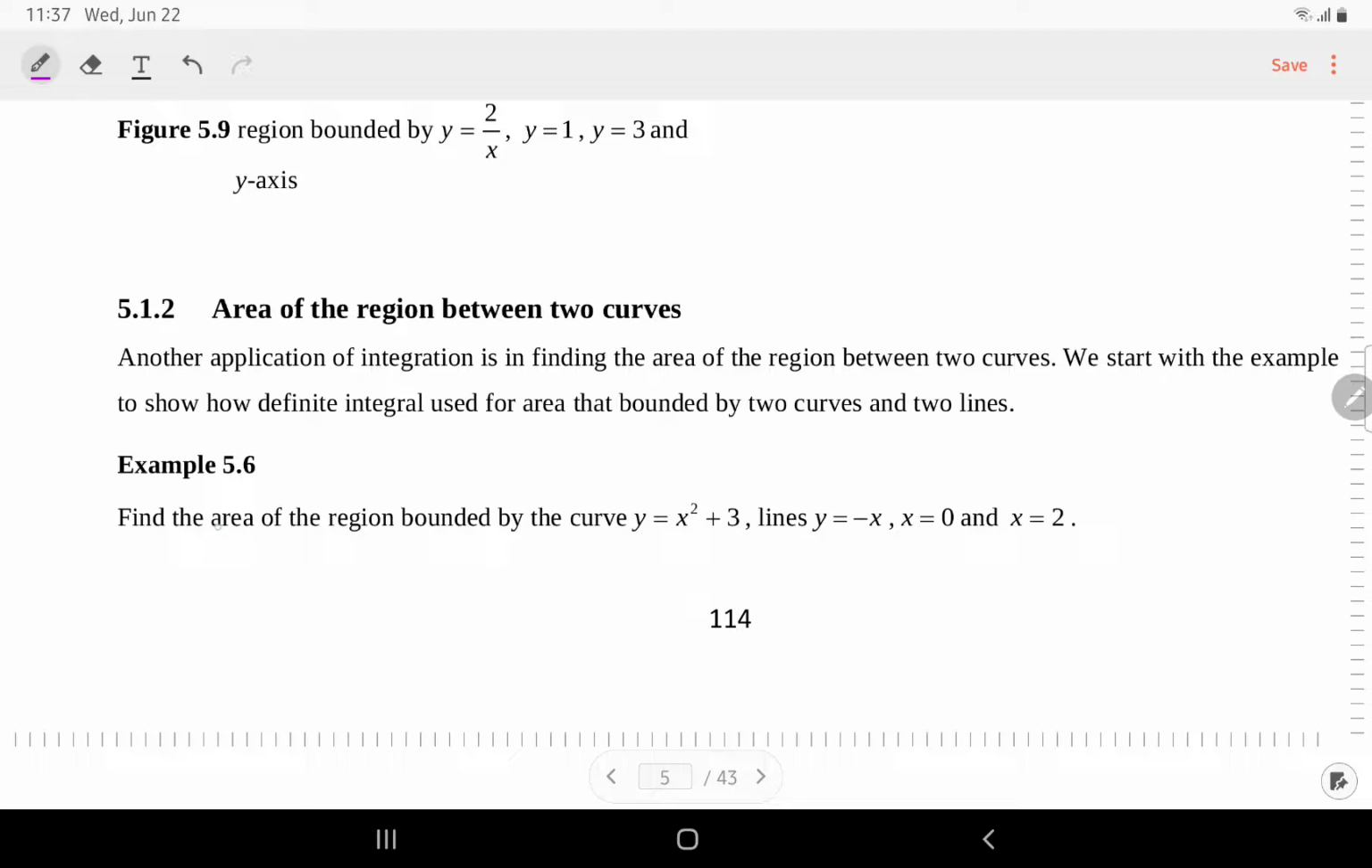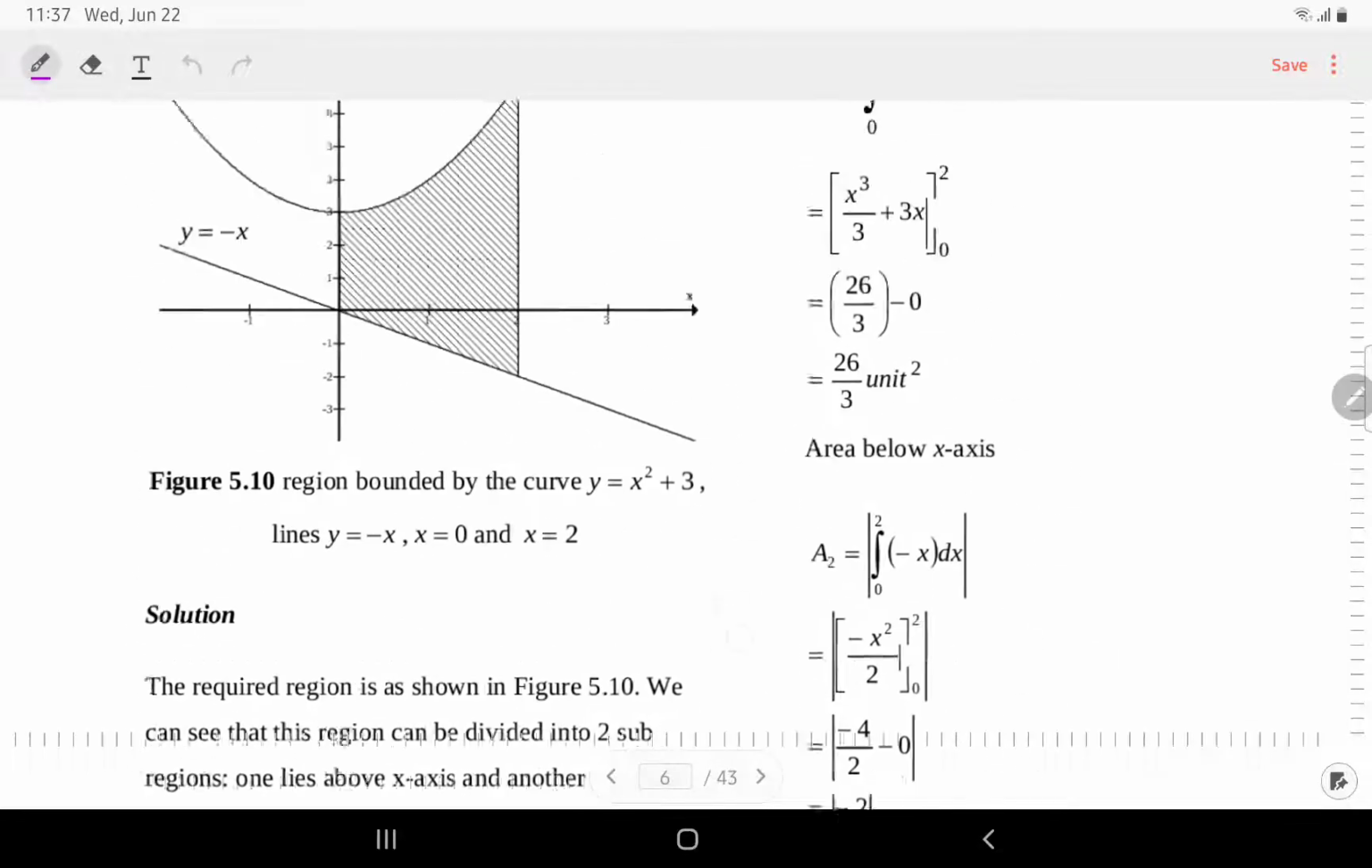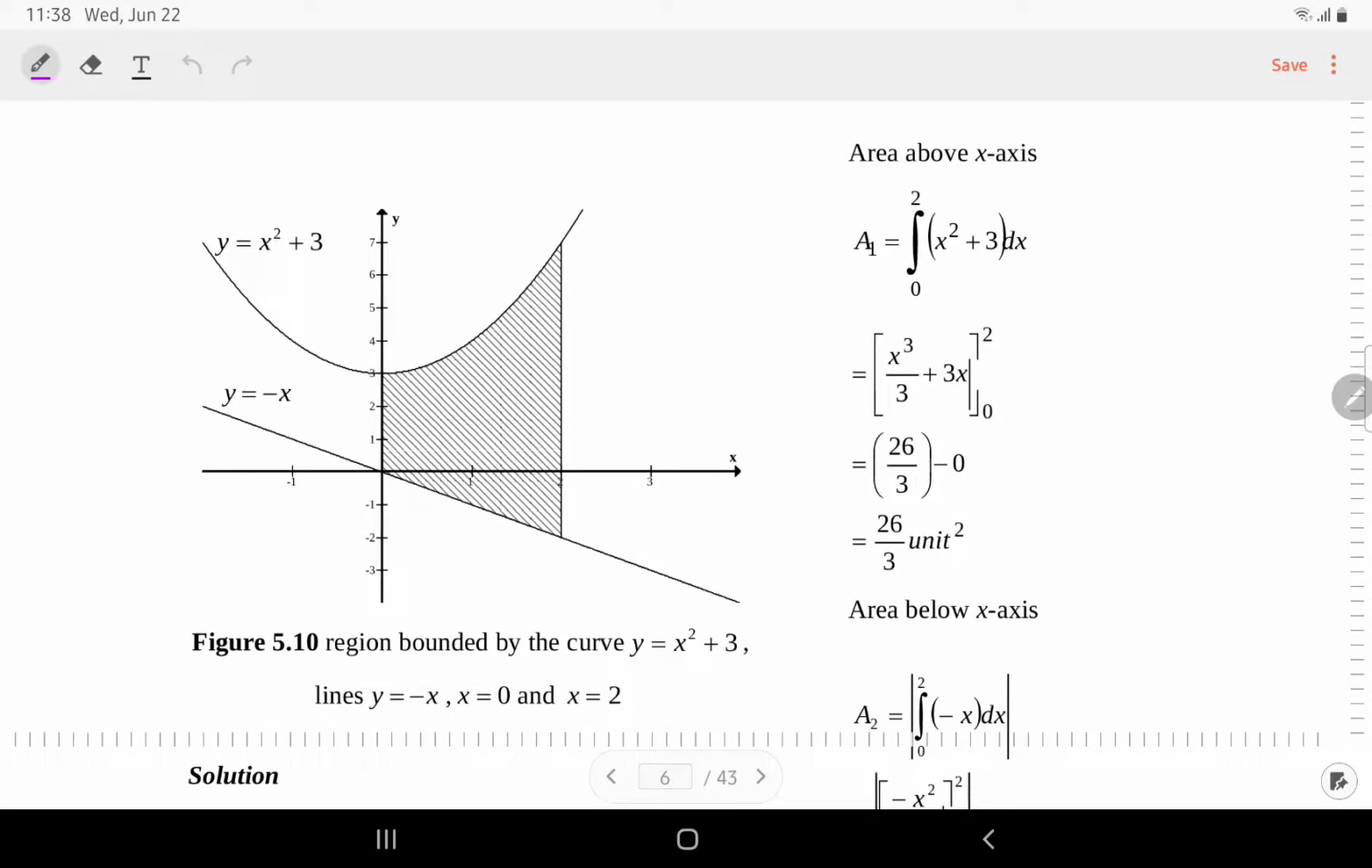Find the area of the region bounded by the curve y equals x square plus 3, lines y equal to negative x, x equal to 0, and x equal to 3. So kita boleh nampak dekat sini ada dua graph. Ini adalah straight line. Okay, graph yang kita ada dua. So macam ni lah bentuk dia.